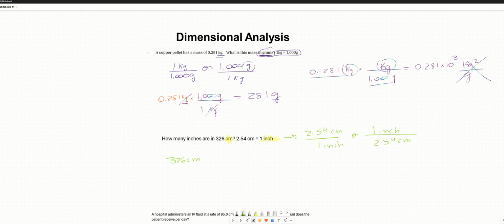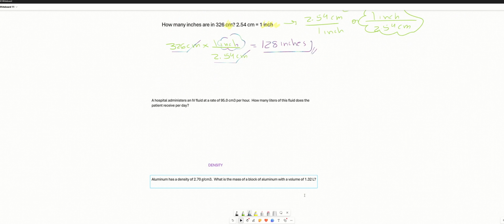I can use that 1 inch is 2.54 centimeter. Which one am I going to use, this or this? This, right? Because I can cancel the centimeter. So it will be 1 inch divided by 2.54 centimeter. Look at this, I can cancel this and I'm going to have inches. So we divide 326 by 2.54 and we're going to have 128 inches. Pretty easy, right? It's only practice.